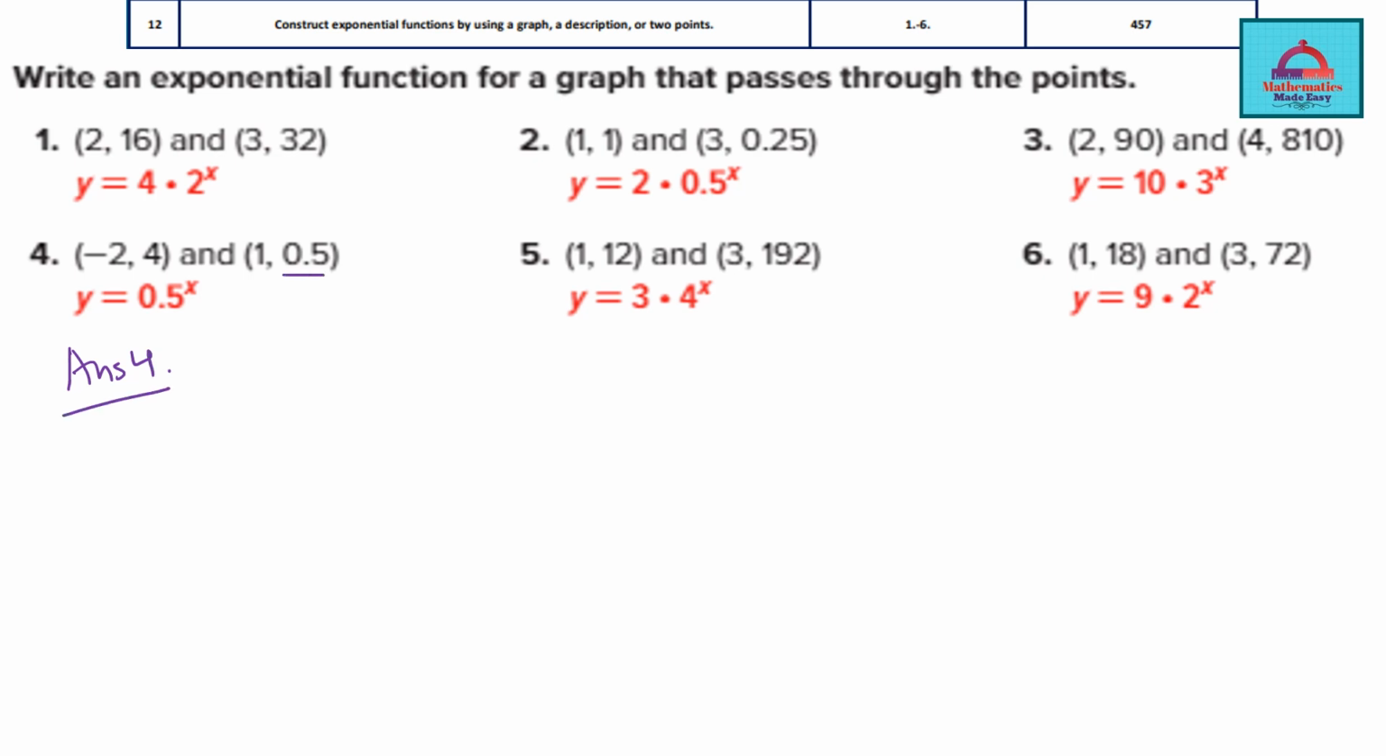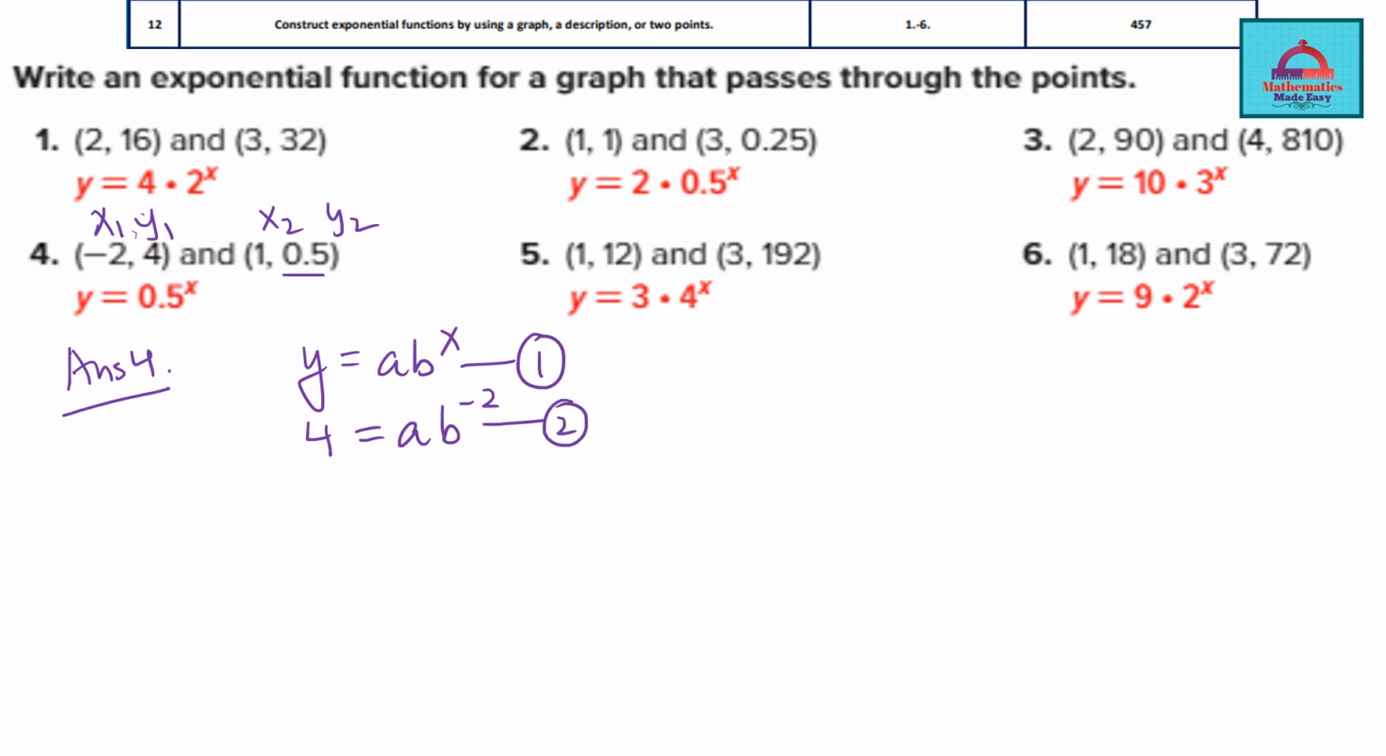Why I'm doing this? Because it has a decimal. Even though the method will not change, the method to solve will be the same. I use the first equation of the exponential function and substitute the points x1 y1 x2 y2. So write the two equations. 4 is going to be a b to the power minus 2, that's the second equation, and 0.5 is going to be a multiplied with b to the power 1 as the third equation.